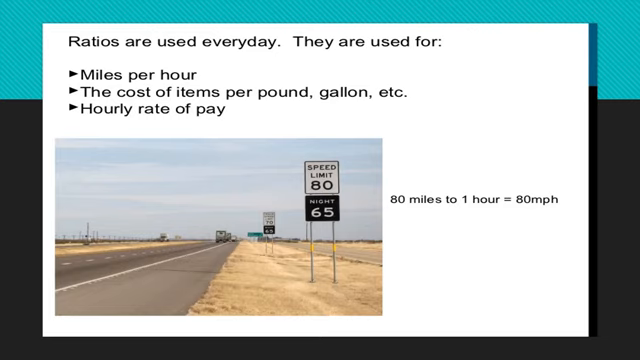We use ratios every day. See here, there are few examples of our day-to-day activities. First is miles per hour. Suppose the picture is given here and the example is 80 miles in 1 hour. So 80 miles covered in 1 hour. The ratio is 80:1, that is 80 miles per hour. Similarly, the cost of items per pound or gallon, hourly rate to pay.